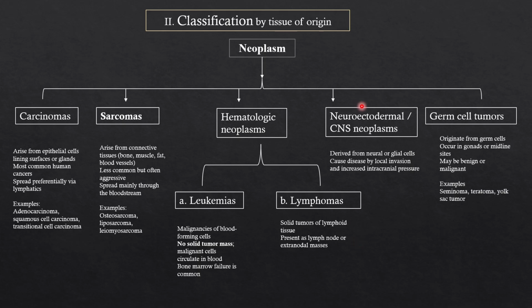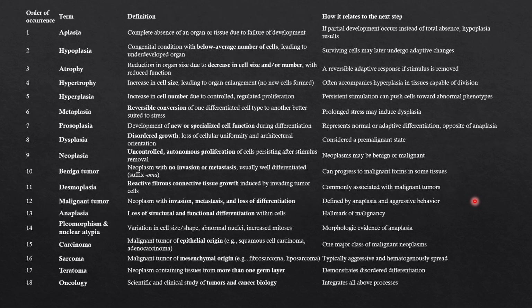Then comes the neuroectodermal neoplasm or the CNS neoplasms, which are derived from the neural or the glial cells, which is basically the brain cells, and they cause the disease by local invasion and increased intracranial pressure. There come the germ cell tumors, which originate from the germ cells and occur in the gonads or the midline sites. Some of the examples are the seminoma, teratoma, and yolk sac tumor.